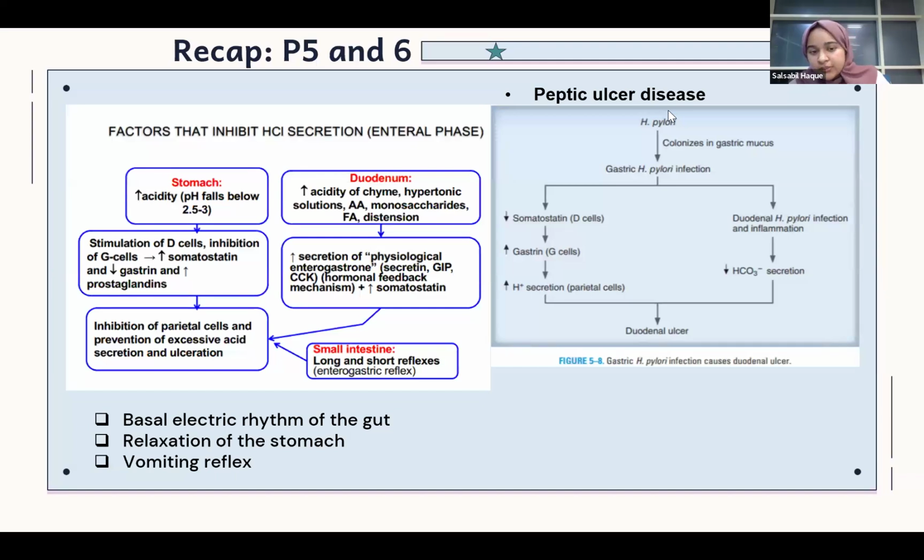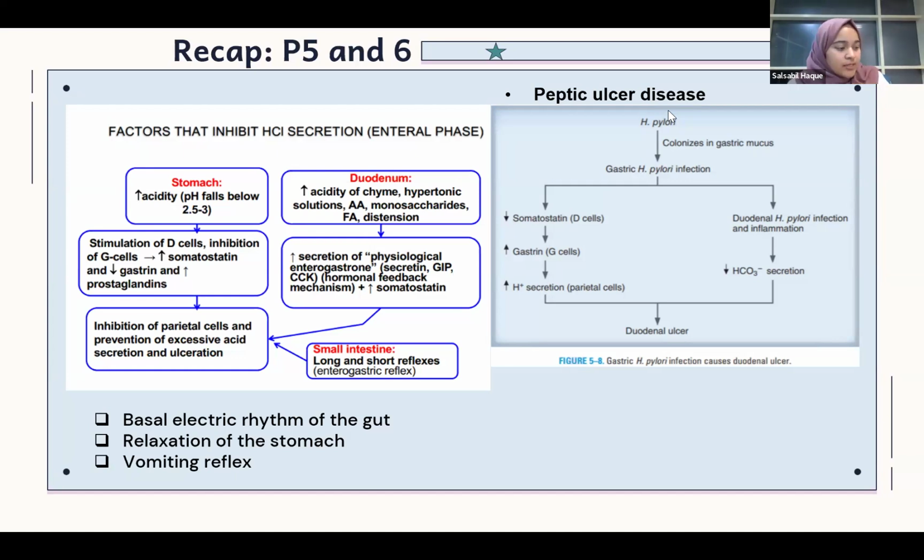Okay, then we have the basal electric rhythm of the gut. If you can guess, what type of cells in the stomach or the GIT produce it? They are called the pacemaker cells. It is the interstitial cells of Cajal.